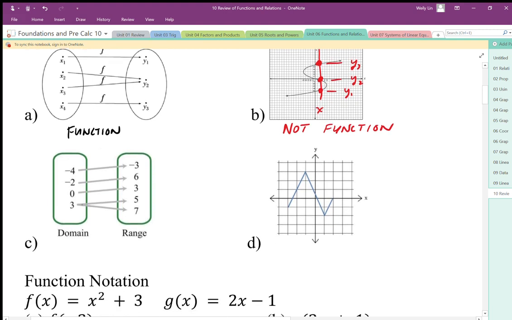Two to one, this is what we're looking for. One to two, so one x maps onto two y's. If I were to graph this, my domain is 3, and I have a range at 5 and 7. It doesn't pass the vertical line test. So this is not a function.